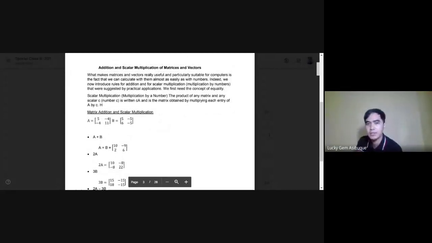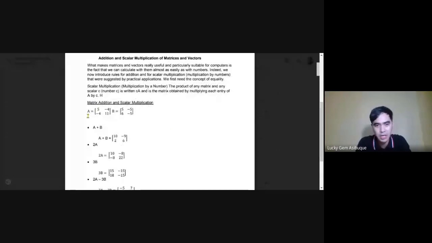So, what makes matrices and vectors really useful and particularly suitable for computers is the fact that we can calculate with them almost as easily as with numbers. Indeed, we now introduce rules for addition and scalar multiplication. Ganito lang guys ang pag-multiply. The product of any matrix A and any scalar c is written as cA. Ibig sabihin yan, multiplication by a number, and it is the matrix obtained by multiplying each entry of A by c. So, ganun na yun guys.